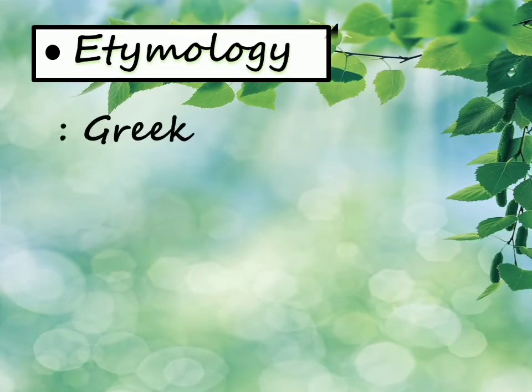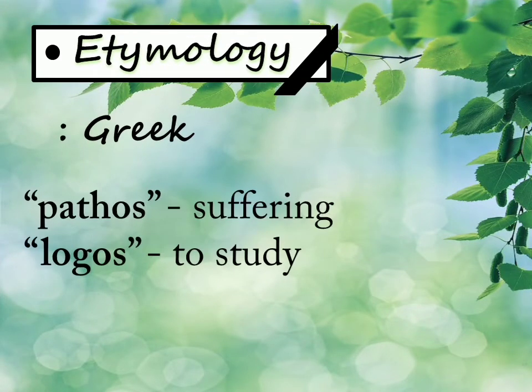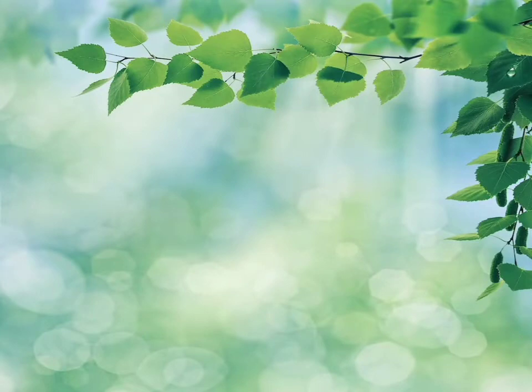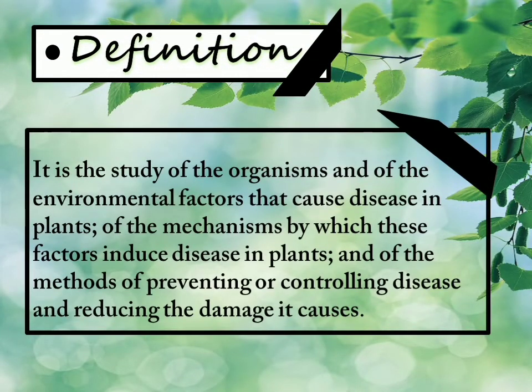Etymology: from the Greek words pathos, meaning suffering, and logos, to study. Definition: it is a study of the organisms and of the environmental factors that cause disease in plants, of the mechanisms by which these factors induce disease in plants, and of the methods of preventing or controlling disease and reducing the damage it causes.